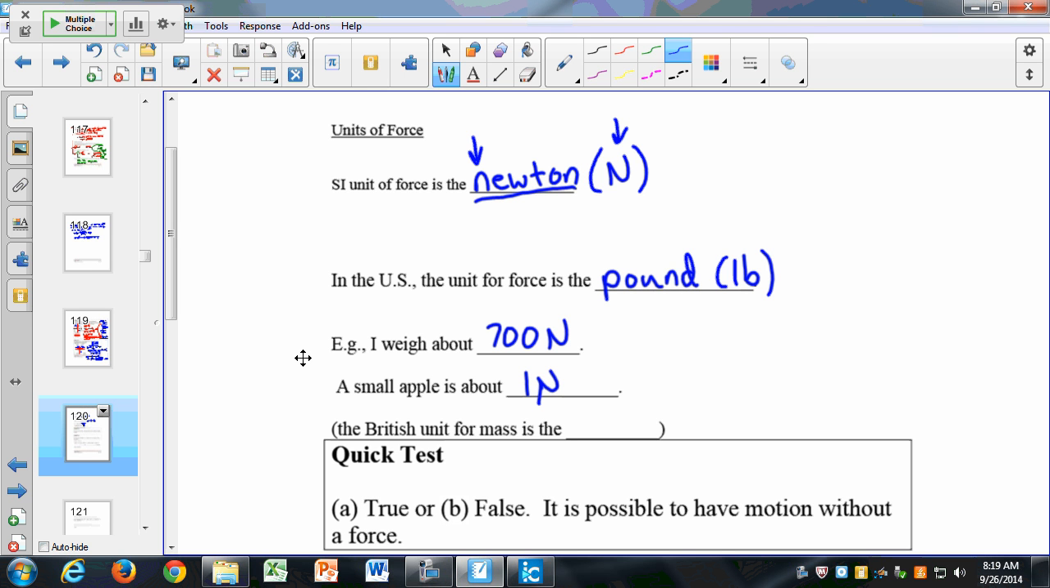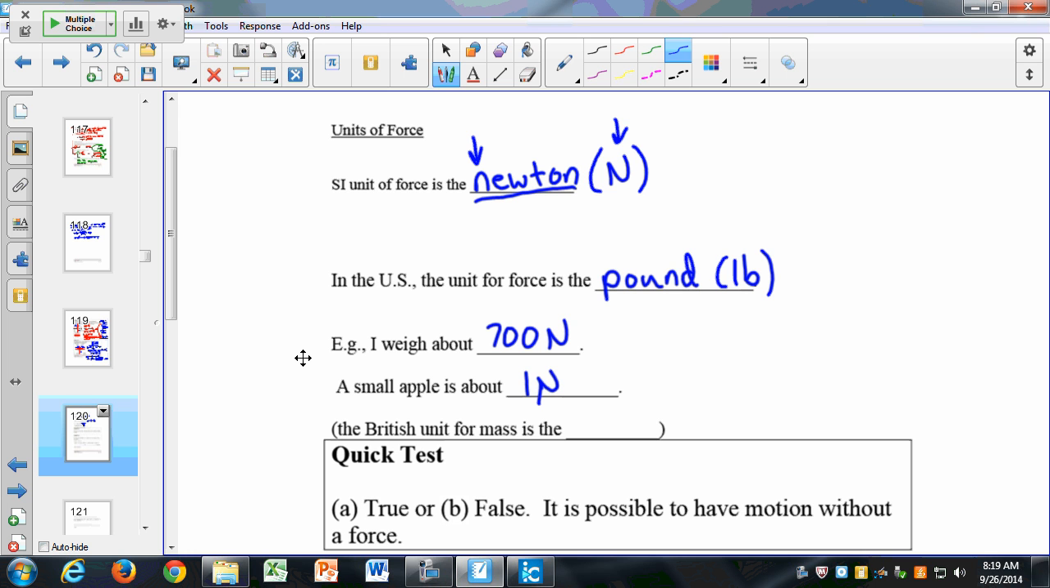And then also, I think we might have already said this, but do y'all know what the British unit for mass is? Remember, there's a difference between mass and weight, right? So in the metric system, we use the kilogram for mass and the newton for weight. So in the British system, we use slug for mass, and then we use pound for weight. What do we use for mass in the British system?